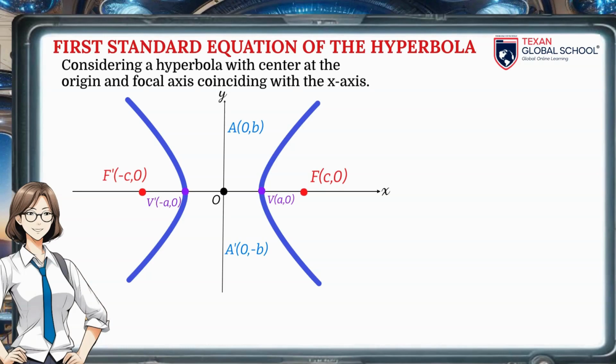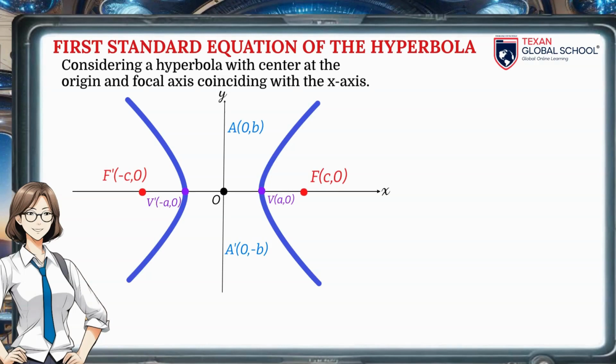The vertices are the ends of the transverse axis, and they are at the points (a, 0) and (-a, 0), where a represents the length of the semi-transverse axis, and the ends of the conjugate axis are (0, b) and (0, -b), where b represents the length of the conjugate semi-axis.